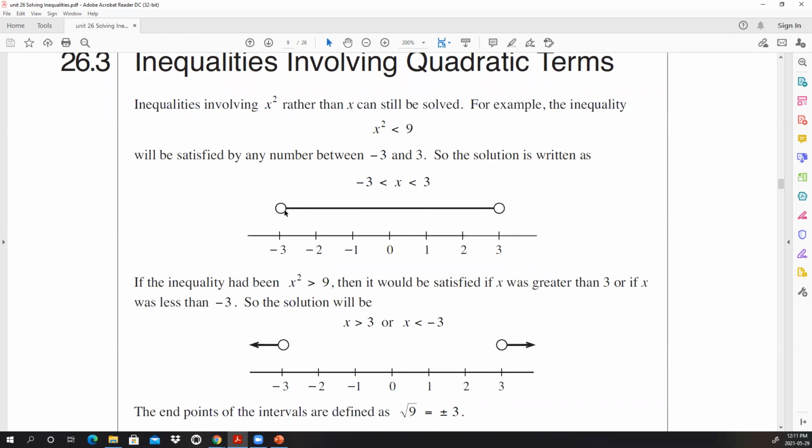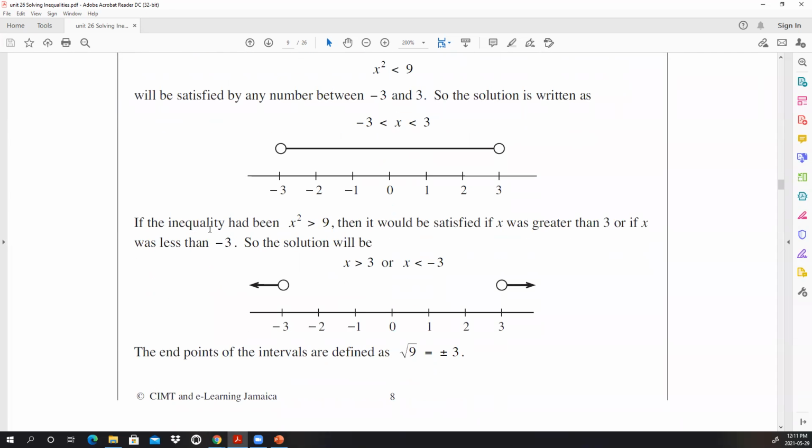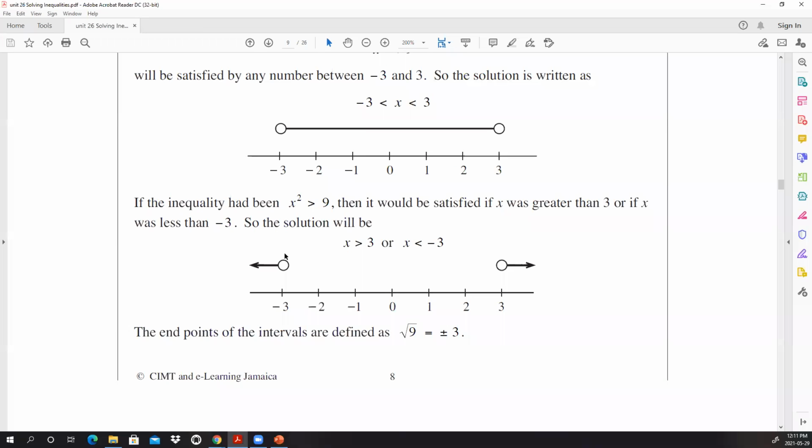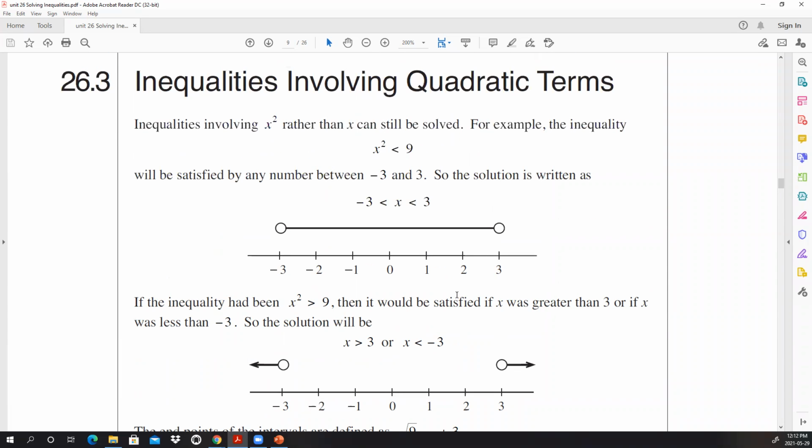And they represent it on a number line. Again, it's in between. It's not equal to 3, so these are hollow circles at the endpoints. If the inequality had been x squared is greater than 9, then it would be satisfied if x was greater than 3, or if x was less than -3. So the solution would be like this. The endpoints of the intervals are defined as plus or minus 3. All right?